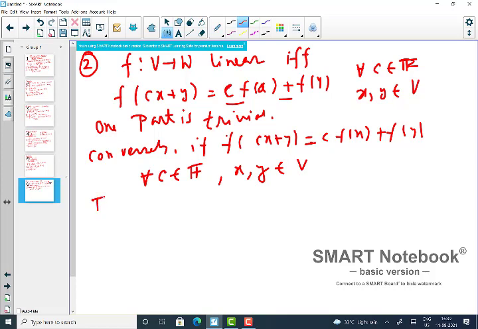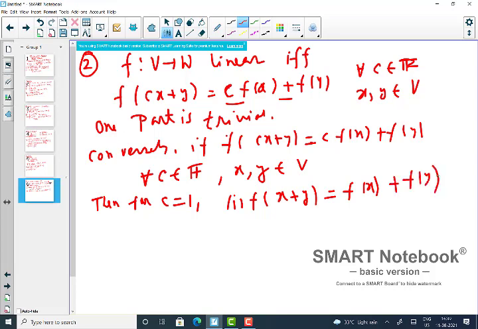Then for c equal to 1, you have the first property: f of x plus y equals f of x plus f of y. The second property was that if you multiply by a constant, then that will also be the same. So now you have this property.